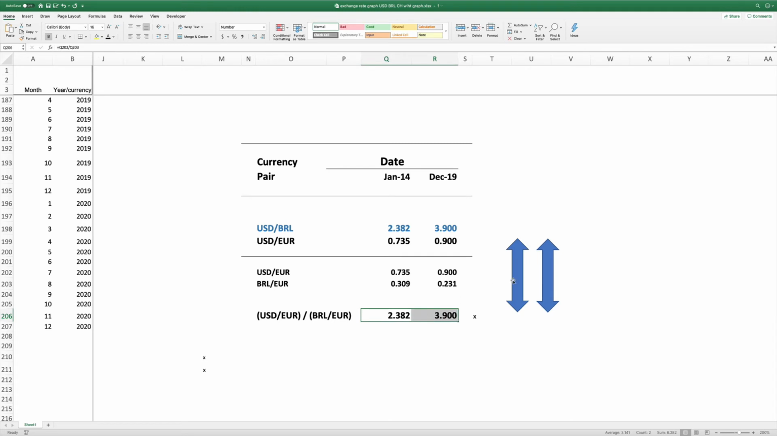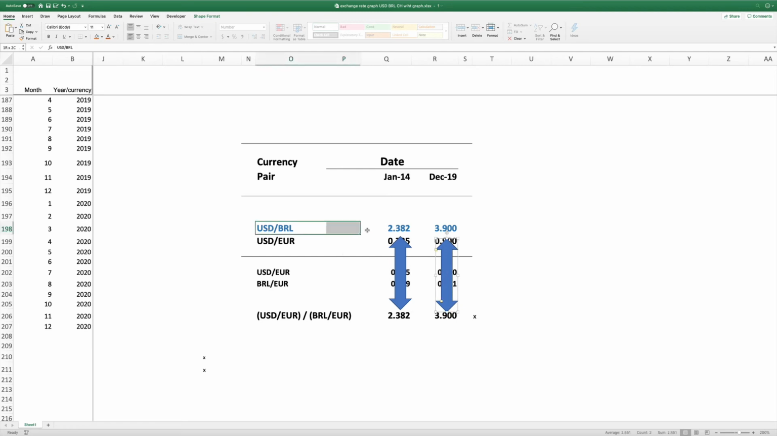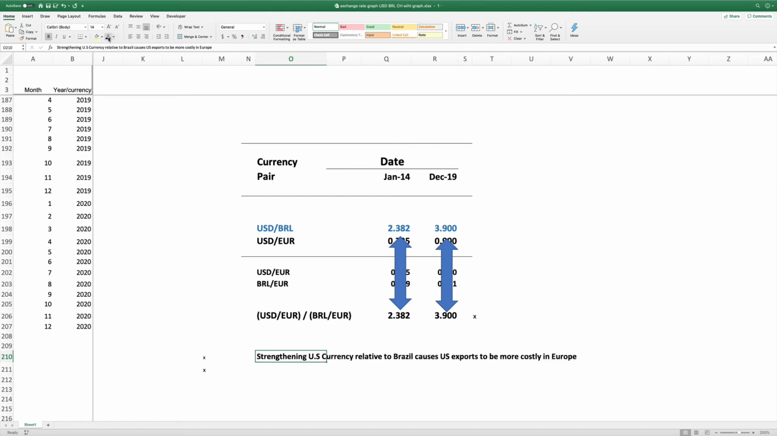Look at those two numbers, though, and you'll note that it is simply the U.S. dollar Brazilian currency exchange, and that's strengthened, and that would mean that the strengthening of U.S. currency relative to Brazil caused U.S. exports to be more costly in Europe than, let me just add a little bit here, than Brazilian goods. So, if we were exporting soybeans and nothing else changed between 14 and 19, the U.S. now has a disadvantage based on changes in exchange rates.